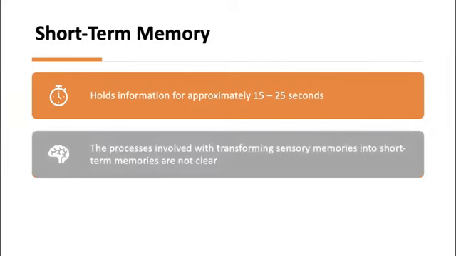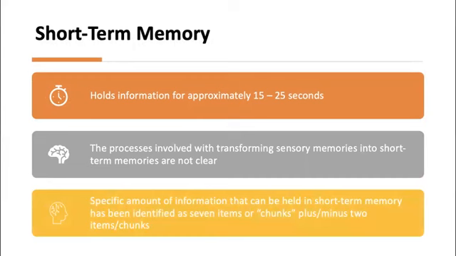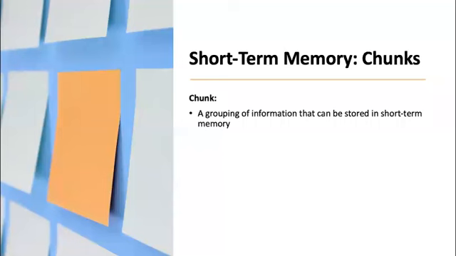But researchers have identified that the specific amount of information that can be stored in short term memory is about plus or minus 2 of 7 items, which basically means anywhere from 5 to 9 items can be remembered in short term memory at a time. They can also be called chunks of information. So, chunks are a group of separate pieces of information, but they're stored as a single unit in the short term memory.